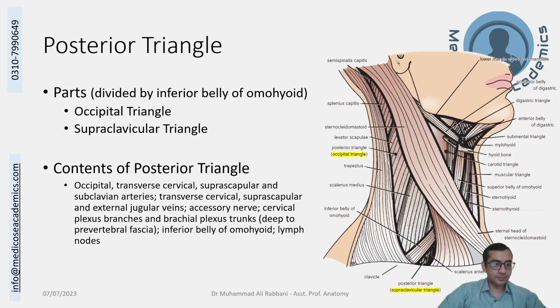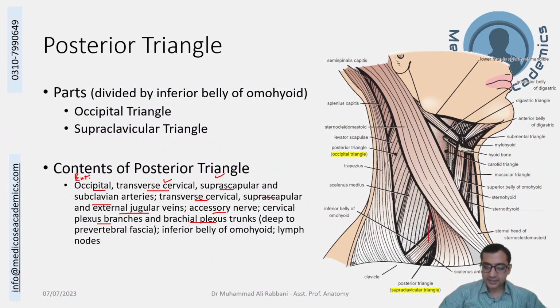Let's see if we have skipped anyone. There will be the occipital artery, a branch of the external carotid that goes back, and the transverse cervical, suprascapular, and subclavian arteries. Occipital is a branch of the external carotid artery, not a branch of subclavian, but these others are branches of subclavian. Then the external jugular veins, accessory nerves, cervical plexus branches, and brachial plexus trunks. The brachial plexus is seen a little here between scalenus medius and scalenus anterior.